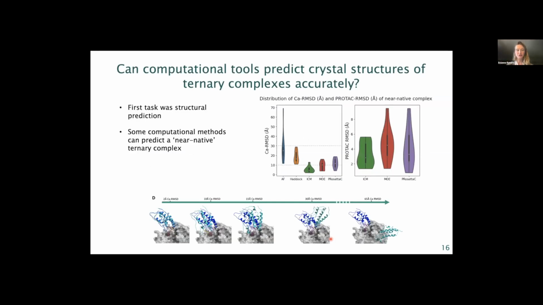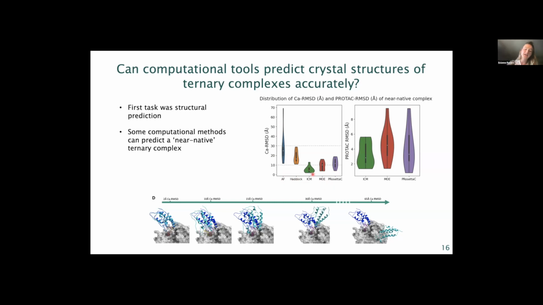So when I look at the first question, how well can these tools predict a structure that closely resembles the crystal structure, I would see that some computational methods, and mostly the methods that include information about the PROTAC, are able to obtain a near-native complex. A near-native complex is defined as having lower than a 10 angstrom backbone RMSD, whereas methods that do not include any information about the PROTAC, for example, AlphaFold and HADDOCK, were not able to obtain any near-native complexes.